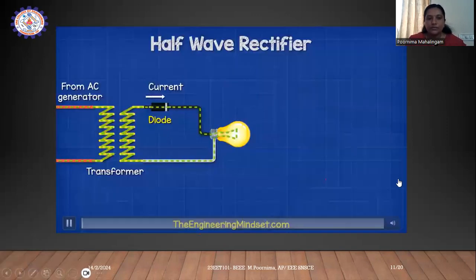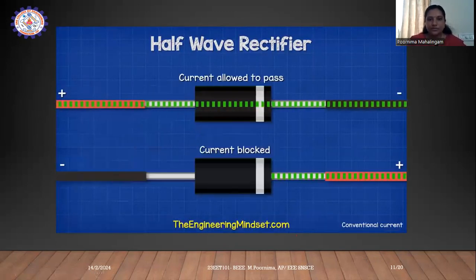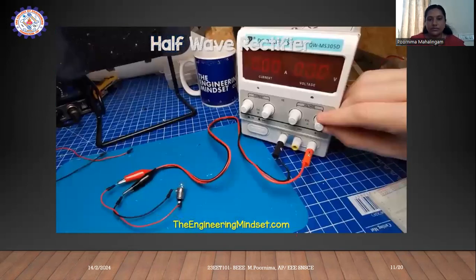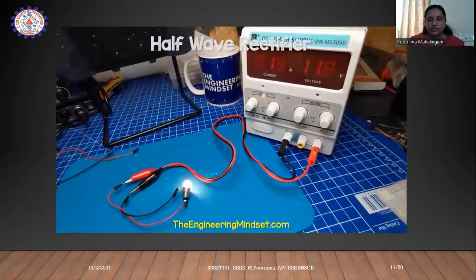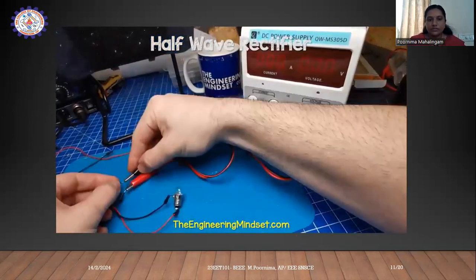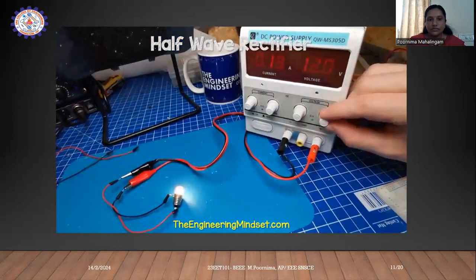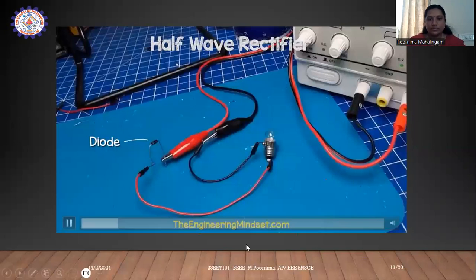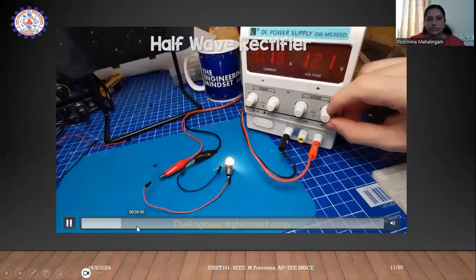The rectifier consists of diodes. A diode is a semiconductor device which allows current to flow through it in only one direction. If we connect this lamp to a DC power supply, it will illuminate. We can reverse the leads and it will still illuminate. If I place a diode on the red wire and connect this to the positive, it will again illuminate.